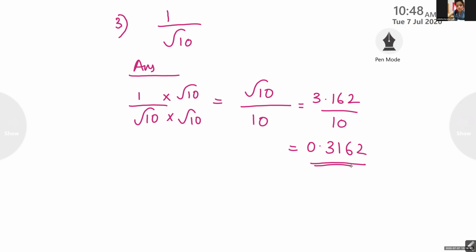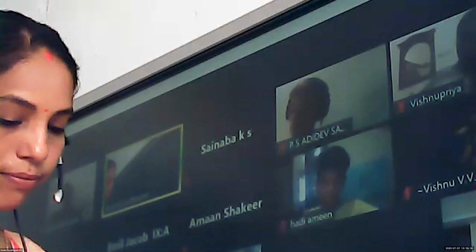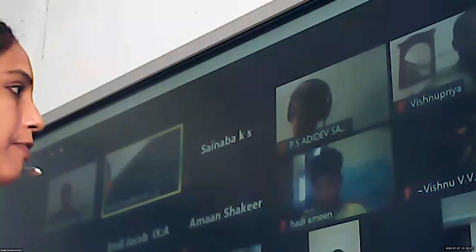Okay, children. Shall I move to the next question? What is the next question? Is it 2 by root 5? So there was a question 2 by root 5. Did I give that? Okay. So what is the next question? Can you tell what is the next question? Root 2 plus 1 by root 5.